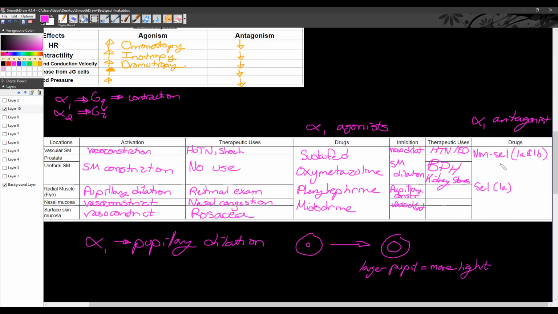So where do we find 1A? Where's 1A specifically found? Muscarinic wouldn't be a bad idea. 1A is the prostate, and 1B is our blood vessels. Yep, you switched them. So in terms of our non-selective, it's PTD: prazosin, terazosin, doxazosin. And our selective is AST, which is alfuzosin, silodosin, and tamsulosin.